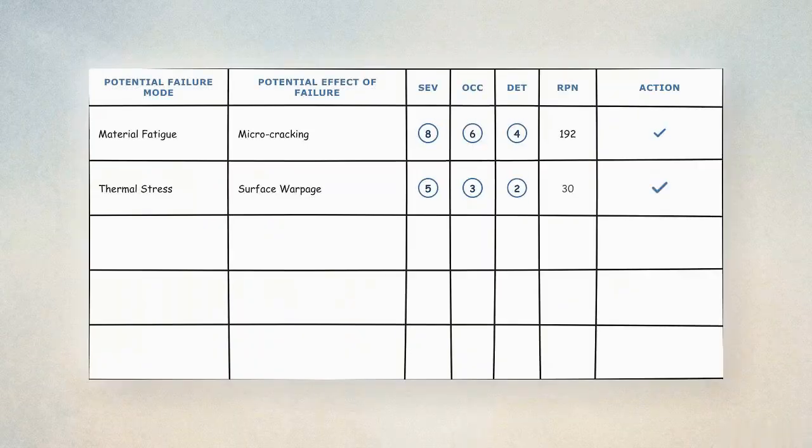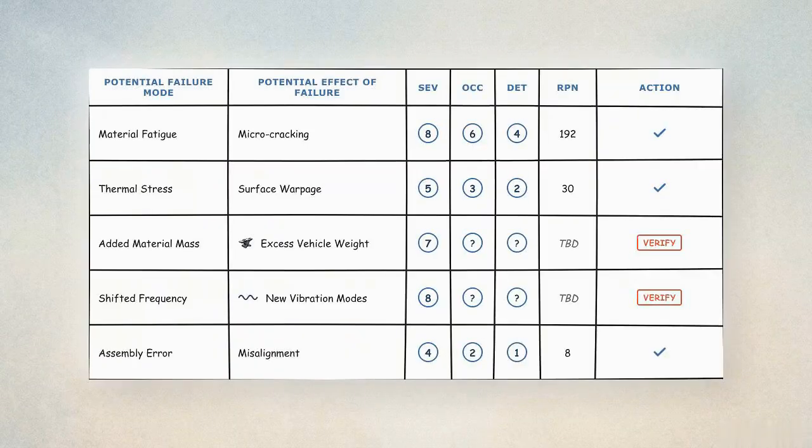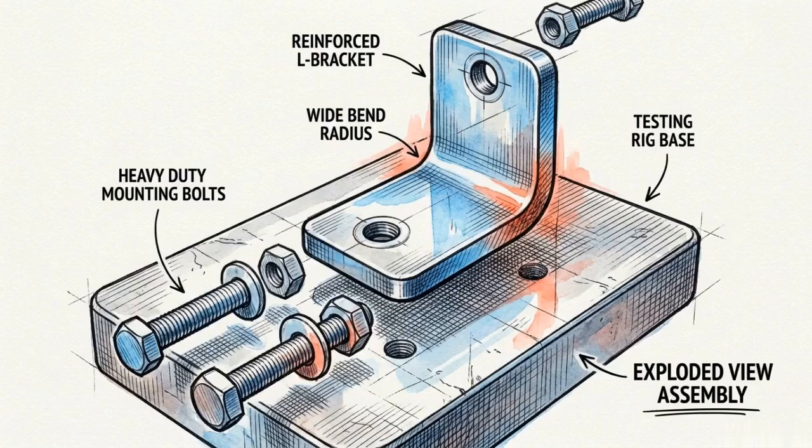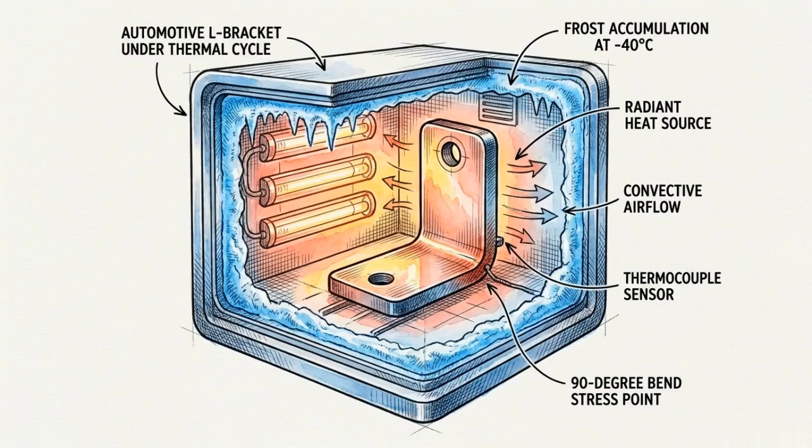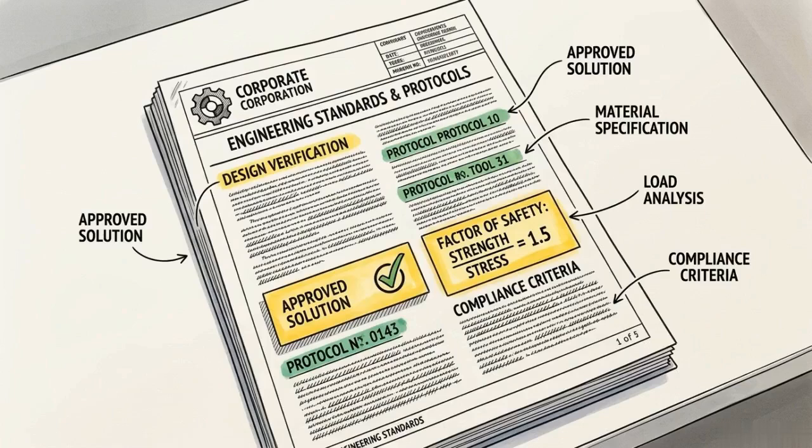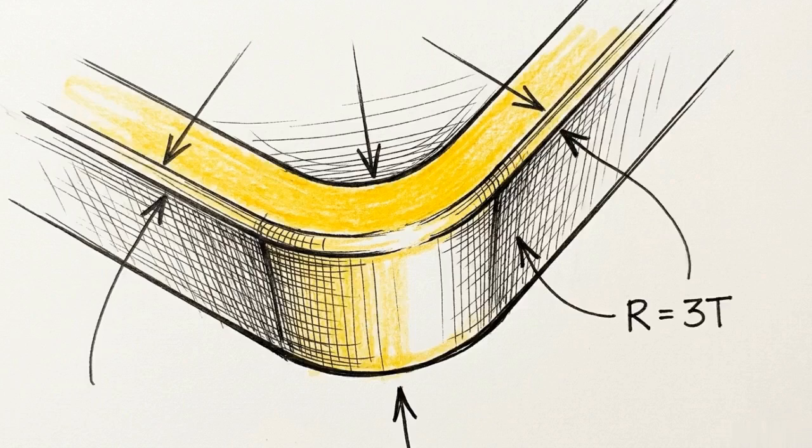This is a DFMEA table, used during the risk assessment phase. We use it to verify that fixing the bracket doesn't accidentally introduce new issues, like excess vehicle weight or new vibration modes. Once cleared, the redesigned bracket must successfully pass final physical validation, enduring strict durability testing and thermal cycling. The validated physical fix is permanently written into the organization's engineering standards. The new rule requires the minimum bend radius to equal at least 3 times the material thickness.